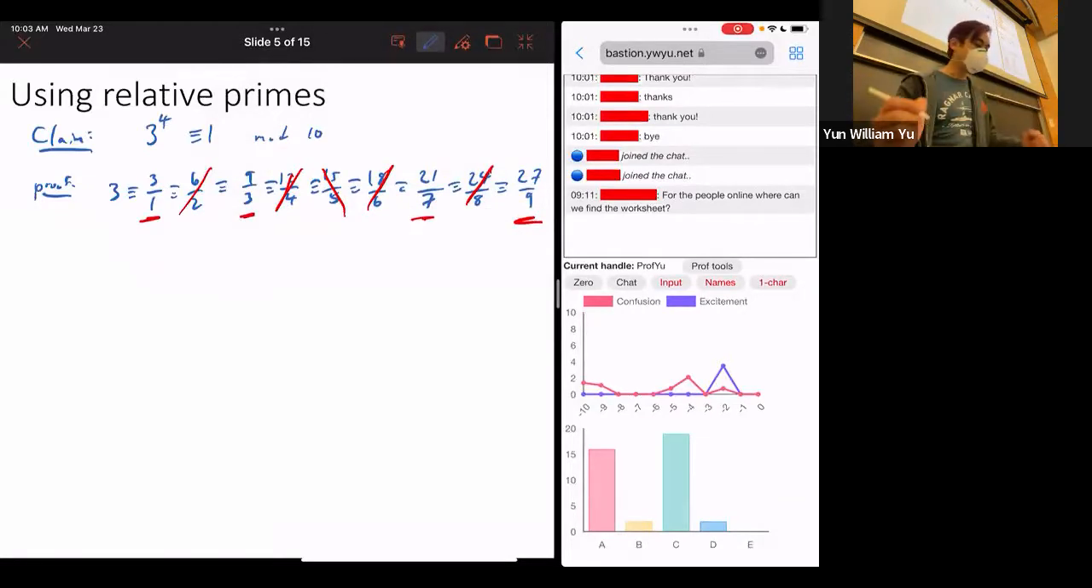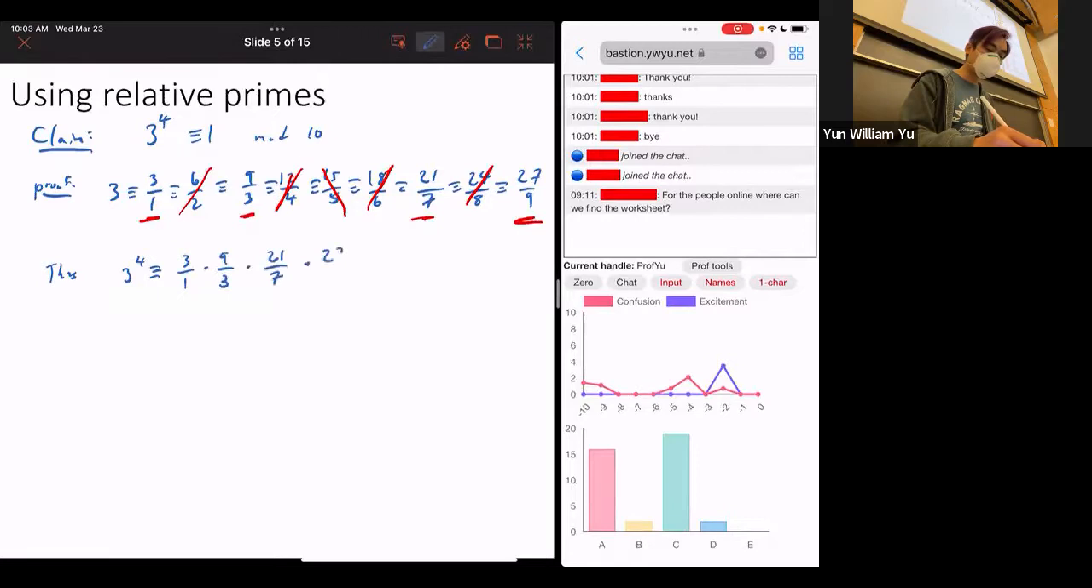Okay, and that's the basics of my claim. So our claim is, well, then we know that 3 to the 4 is congruent to 3 over 1 times 9 over 3 times 21 over 7 times 27 over 9. And all of these are legal divisions. So we've restricted ourselves to only the divisions that we're allowed to do now.